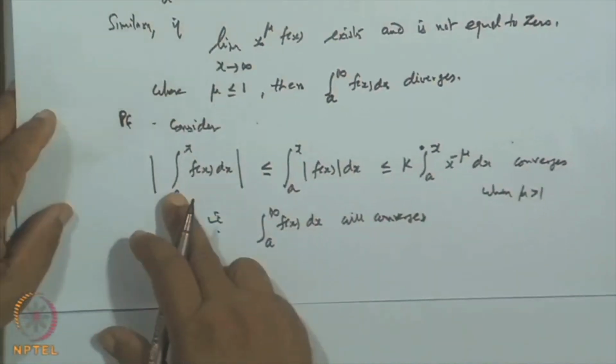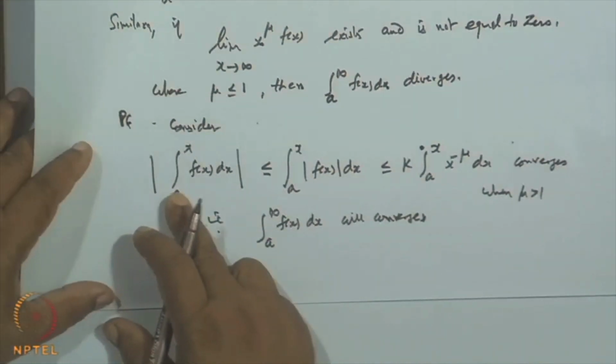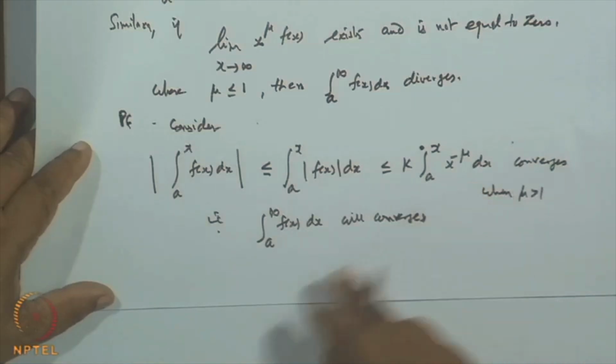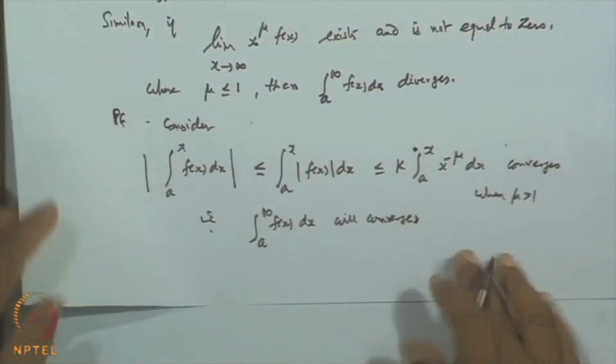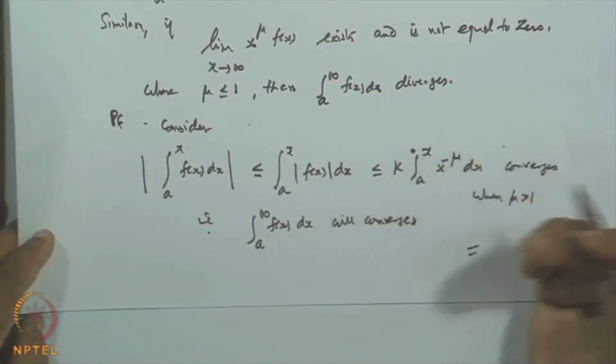Similarly, if we take the limit of this, in particular the limit of this exists, and mu is greater than 1, then this integral converges absolutely. Okay, so the opposite of this will be the diverging one.